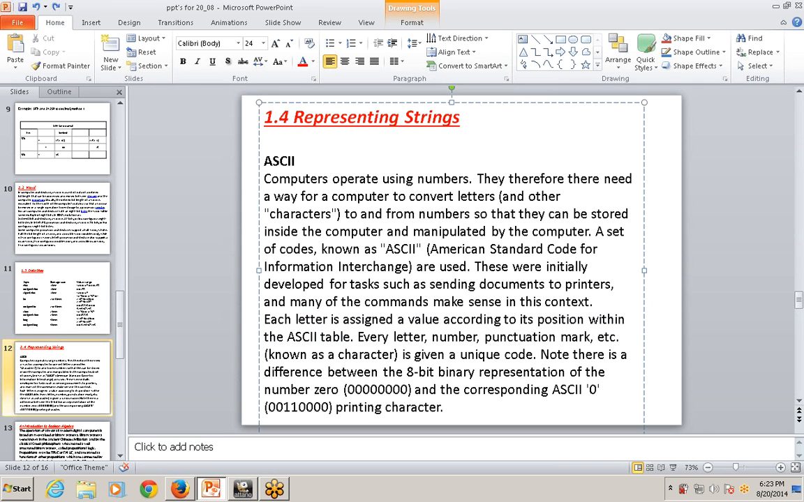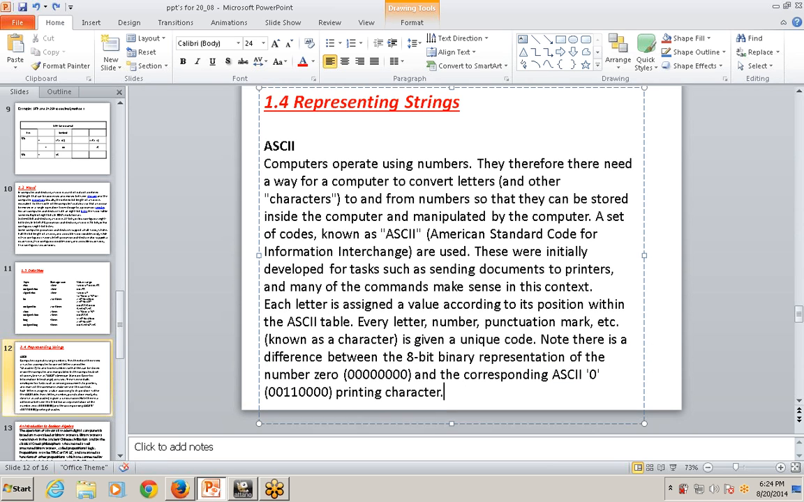As I told you in the first chapter, each and every individual letter, character, or symbol has an ASCII value in the computer, that is American Standard Code for Information Interchange. Every letter, number, punctuation mark, and so on is given a unique code. Note that there is a difference between the 8-bit binary representation of the data and the corresponding ASCII code printing character.